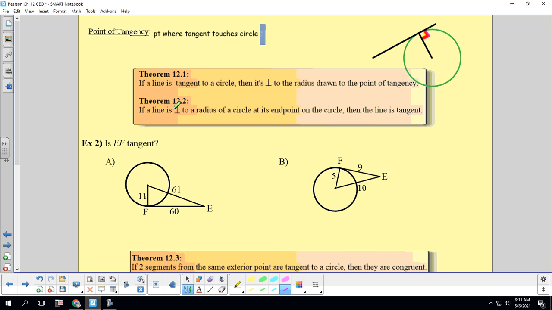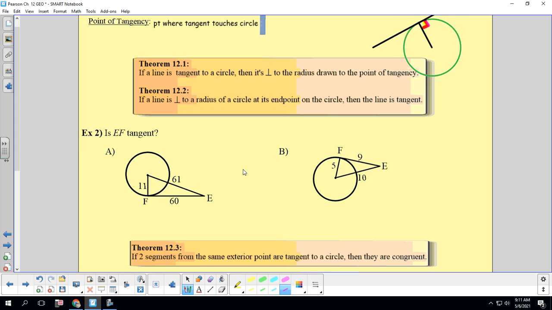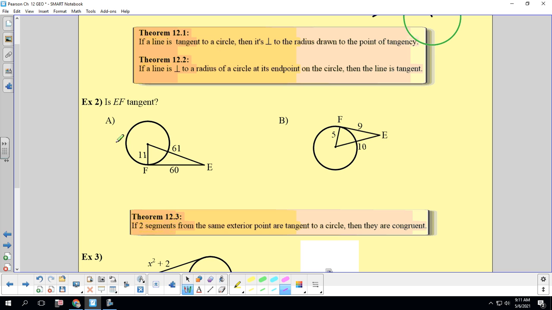All right, if a line is perpendicular to the radius of a circle at its endpoint on the circle, then it is tangent. So this is just the converse of theorem 12.1. It is saying, if you know it's perpendicular, then you can say it's a tangent. Or if it's tangent, you know it's going to be perpendicular to the radius. So let's see how we can use those relationships to find stuff.